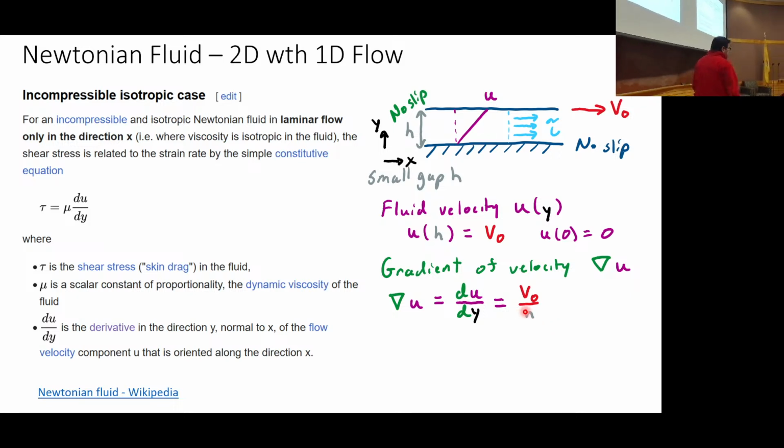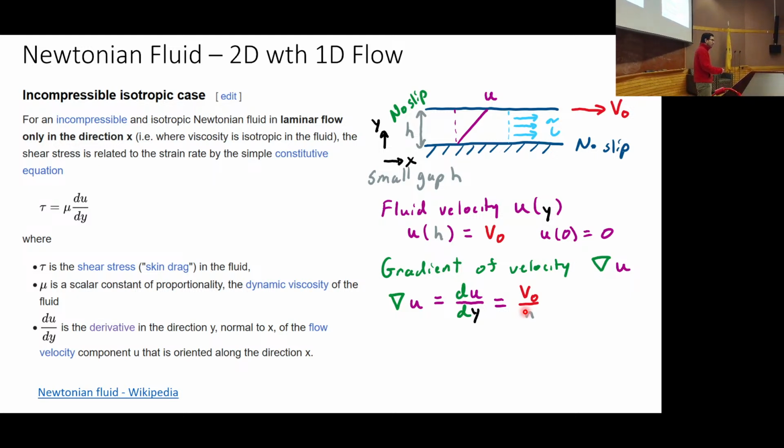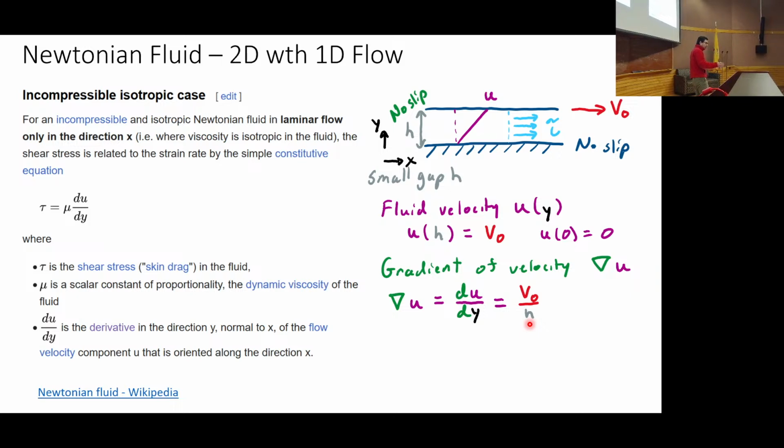So what is the shear stress based on the stuff on the left? Yeah? Mu v naught over h. Right. Mu v naught over h, and that's why the tau, that light blue tau there, is constant. Alright, so that's the shear stress we're depicting there. So it's going to be the same across.